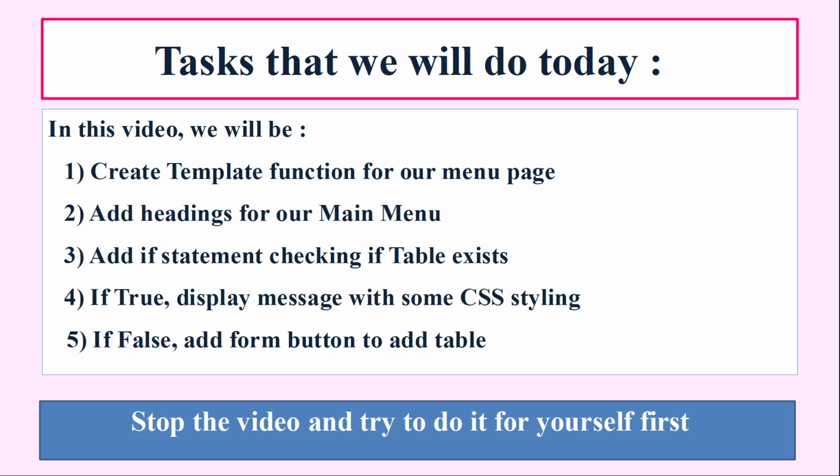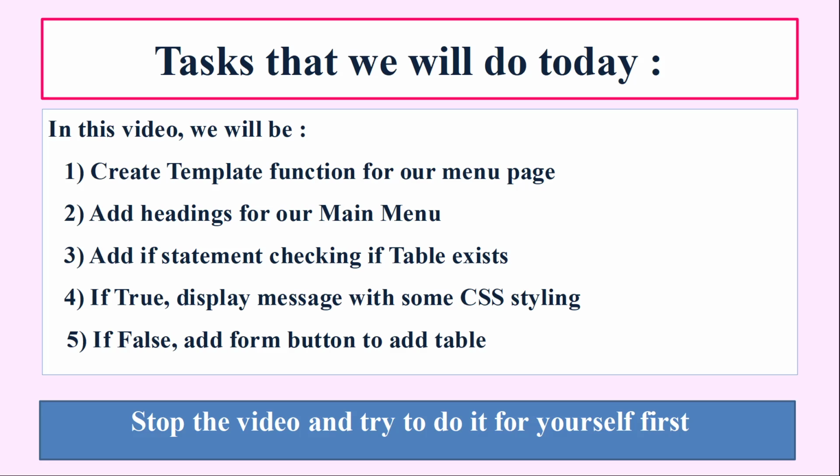Okay, so this should be a quick video. We've done a lot of this stuff before, so hopefully you can stop it and then try and attempt these tasks yourself. So we're going to be creating that template function for our main page. Remember, we have to match that up to the add menu page WordPress function that we created in the last video. We have to use headings for our main menu. We're going to be using HTML for that, so if you know basic HTML, you should be able to do that. We're going to be then just doing a simple if statement, checking if the table exists, so we're going to be using a bit of PHP for that.